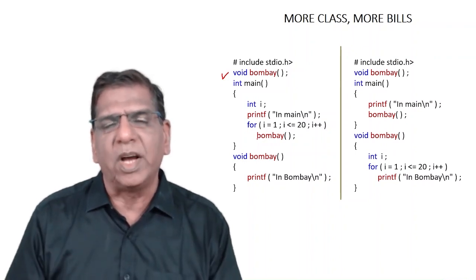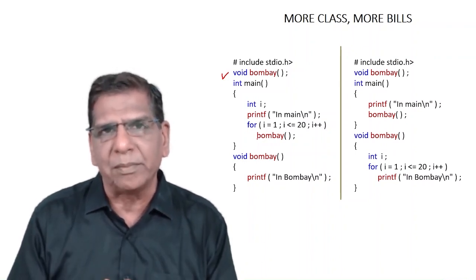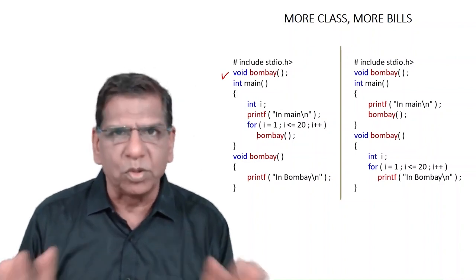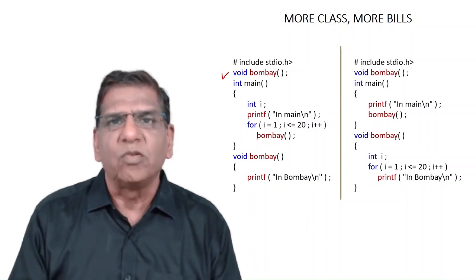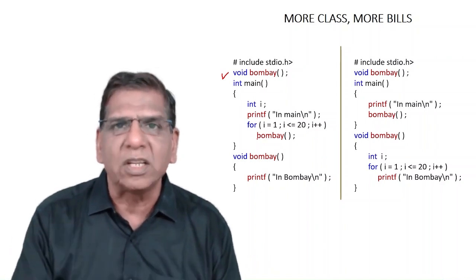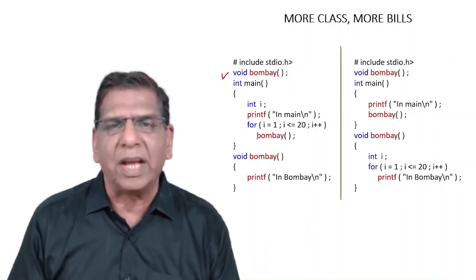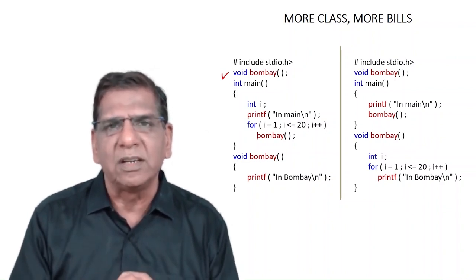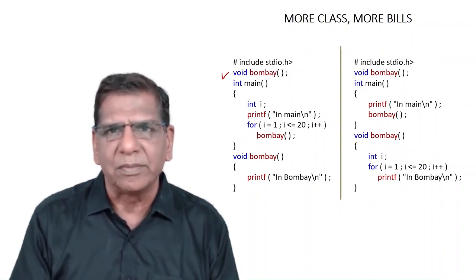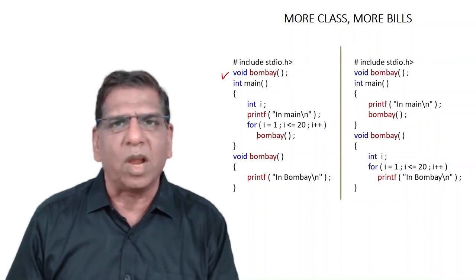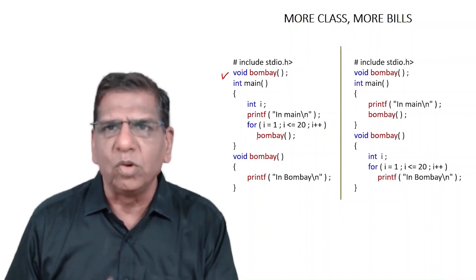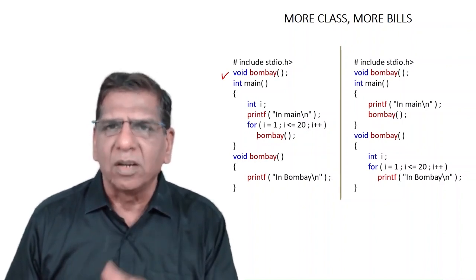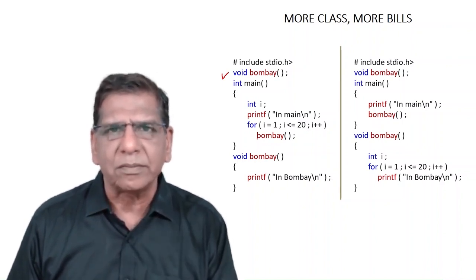Out of these two, if you ask me which is a superior program, the output of both programs will be the same. But the second is superior for the simple reason that you do not keep shuttling between main and Bombay as you are required to do within the first program. In the second program, you call Bombay only once. You land into Bombay, run a loop there, do all your printing there, go back once and forever.